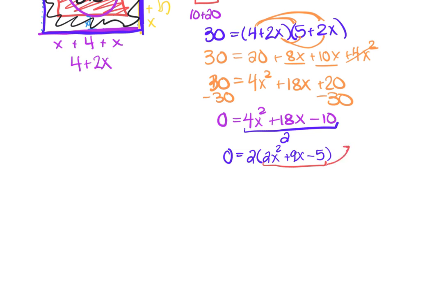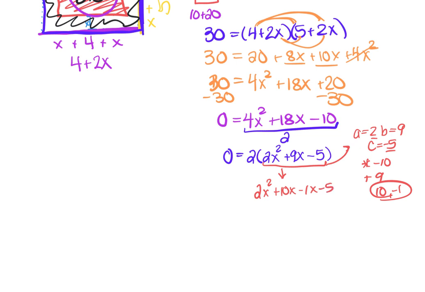I'm going to look at my ABC values. So I have A is equal to 2, B is equal to 9, and C is equal to a negative 5. So I need two numbers that multiply to be A times C, which is negative 10, and add to be 9. And if I think through those factors, I know that 10 and negative 1 are my only combination. So here I can rewrite this as 2x squared plus 10x minus 1x minus 5.